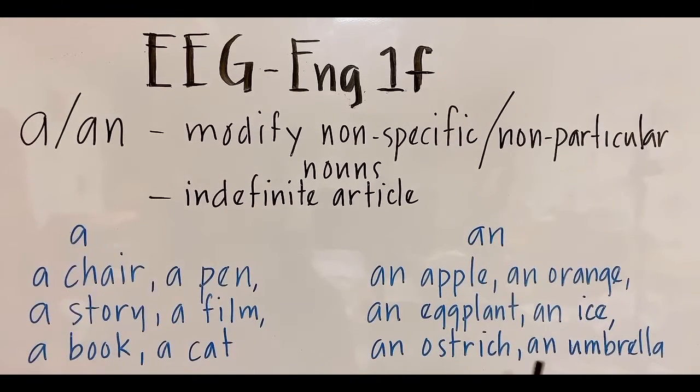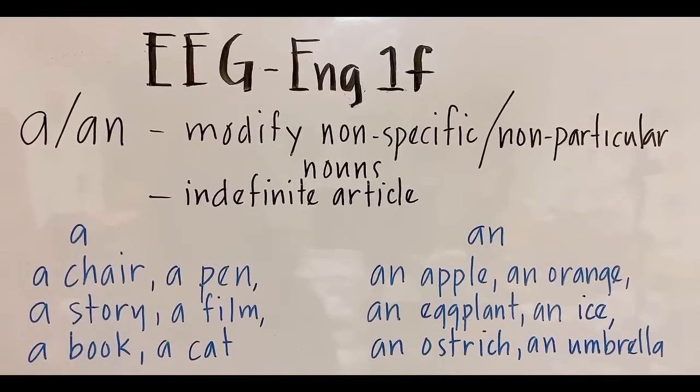Now let's go to an. Let's read: an apple, an orange, an eggplant, an ice, an ostrich, an umbrella. Can you see the difference?